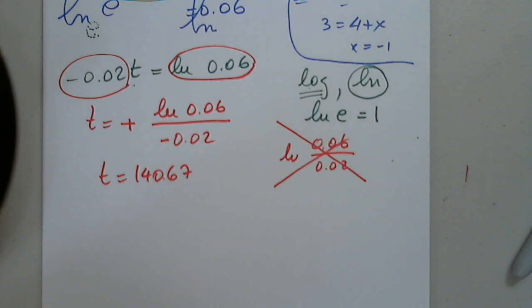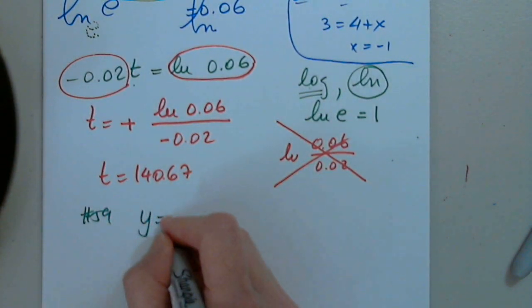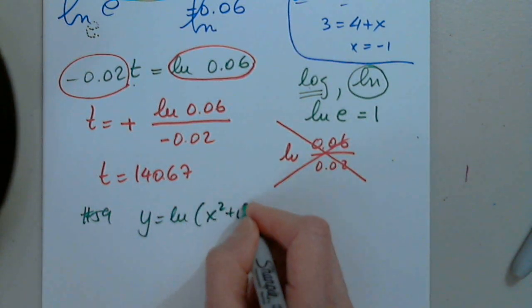Let's choose a domain. Very important. This is not a friendly function. Log is not friendly. I have to worry about it. Can we do 59? Of course. 59. We have y equals natural log of x squared plus 1.